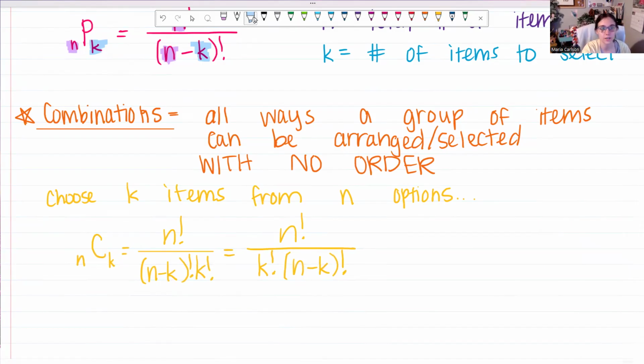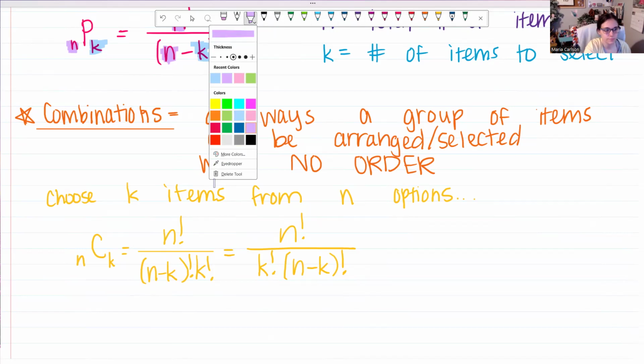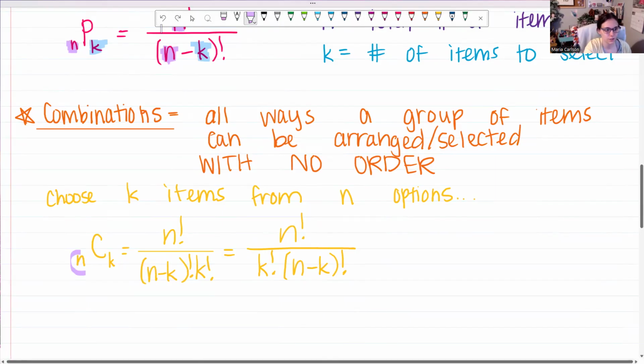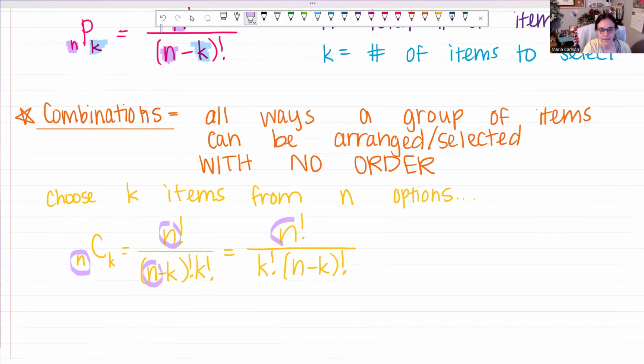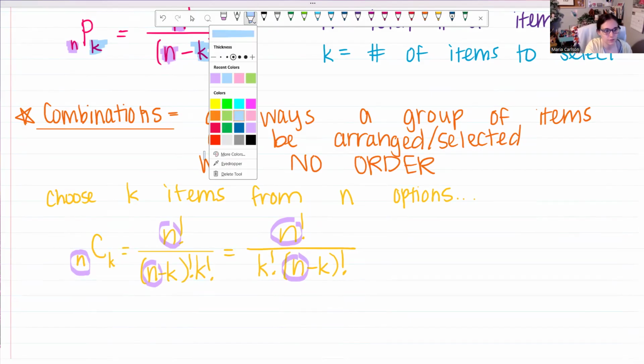So again, we have the same variables as defined before. We have n total options. So n is our number of options. I don't like the way the purple shows up here, so I'll circle it. n total options. And k is the amount that you are selecting.